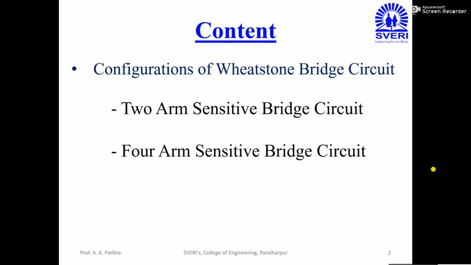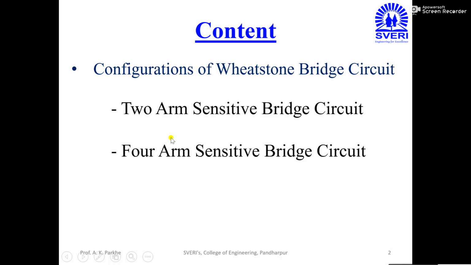Then we discussed the basic formula for the output of the Wheatstone bridge circuit, in which we derived a formula for E0, which represents the output of the bridge circuit. And then we discussed the configurations. In part 2 of the same chapter, we discussed one configuration, that is the single arm sensitive bridge circuit. Now we'll discuss the remaining two configurations, that is the two arm sensitive bridge circuit and the three arm sensitive bridge circuit.